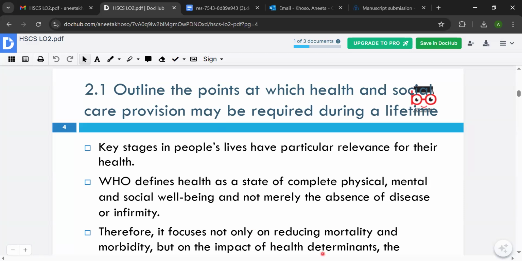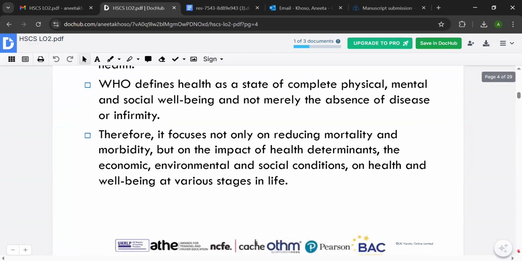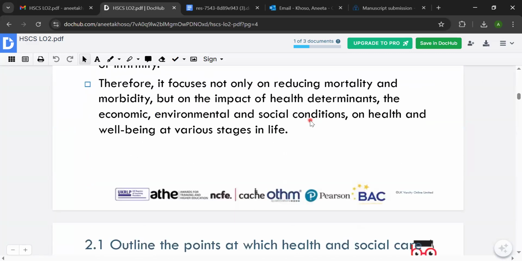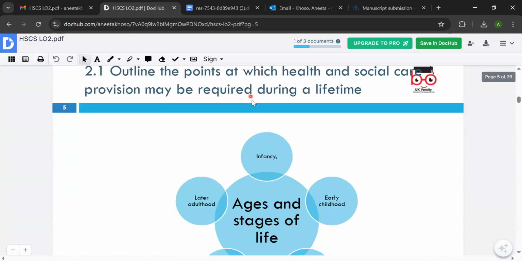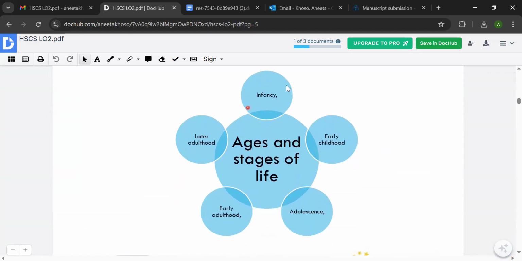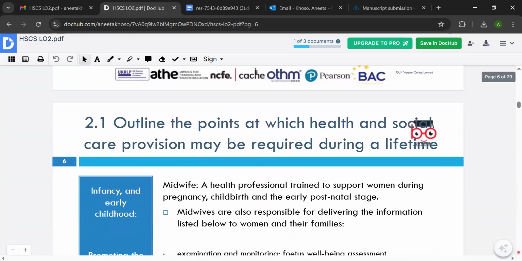So it focuses not only on reducing mortality and morbidity, but also on the impacts of health determinants, the economic, environmental, and social conditions, on health and well-being at various stages in life. Now we outline the stages at which health and social care provision may be required. There's infancy, when the child is born, up to the age of 1 year, then early childhood, adolescence, early adulthood, and later adulthood. All of these stages need different requirements.